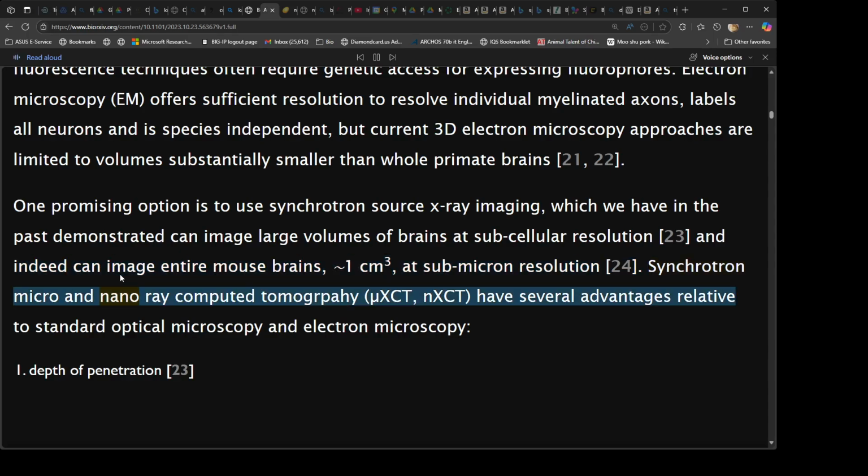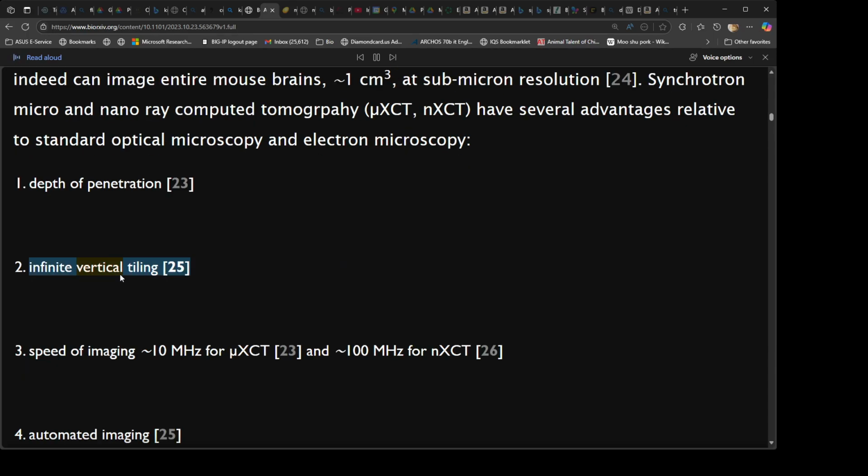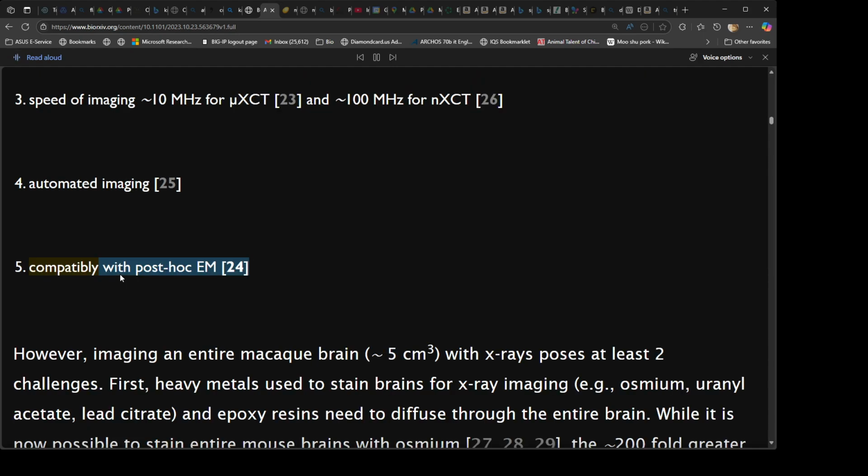Synchrotron micro and nano X-ray computed tomography, XCT and NXCT, have several advantages relative to standard optical microscopy and electron microscopy. Depth of penetration (23). Infinite vertical tiling (25). Speed of imaging, ~10 MHz for XCT (23) and ~100 MHz for NXCT (26). Automated imaging (25). Compatibility with post-hoc EM (24).